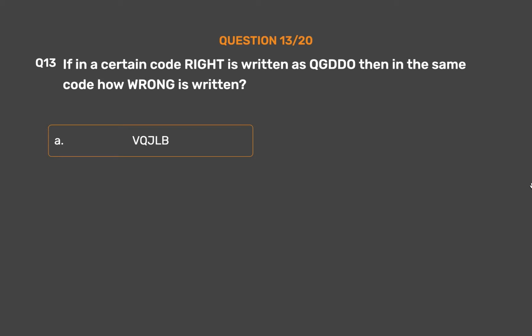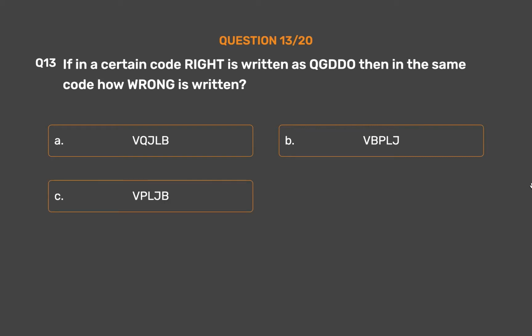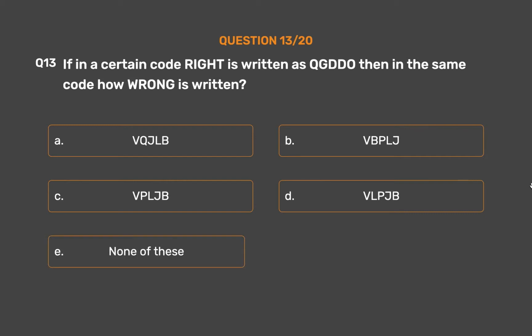written? Option A. VQJLB. Option B. VBPLJ. Option C. VPLJB. Option D. VLPJB. Option E. None of these.